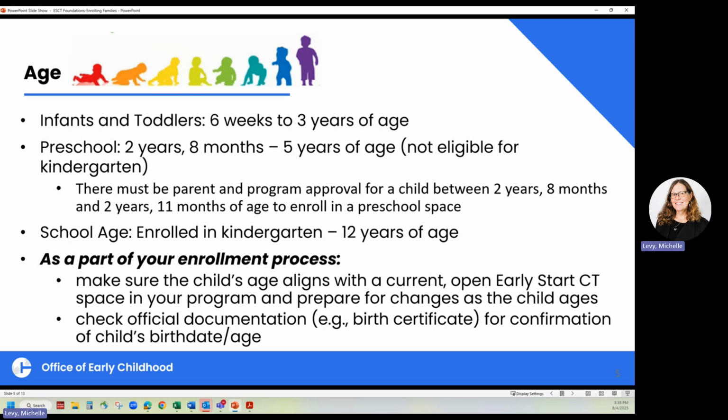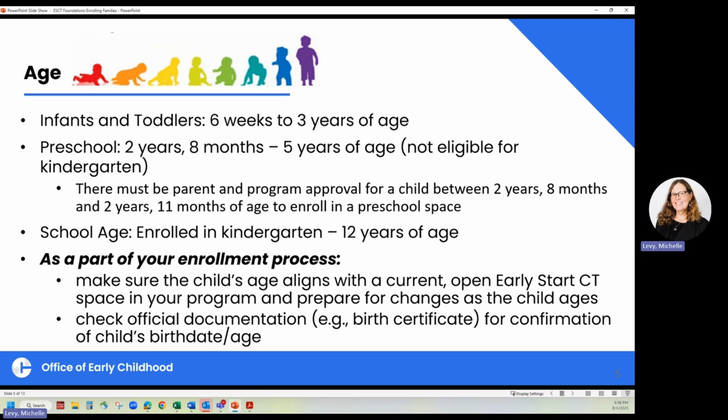School age care is for children enrolled in kindergarten through the age of 12. Keep in mind that as time passes, children will age out of their current space type, so you will need to have a plan for when a child is no longer age eligible for their current space type.